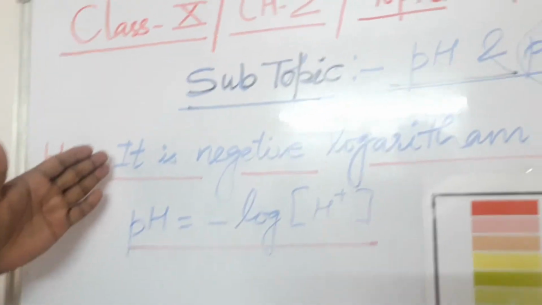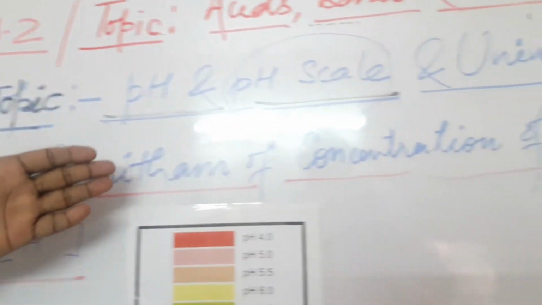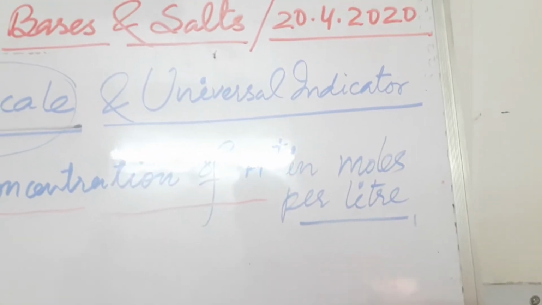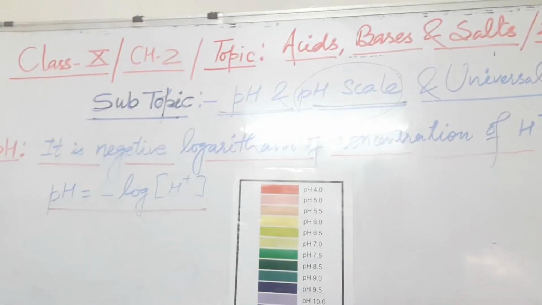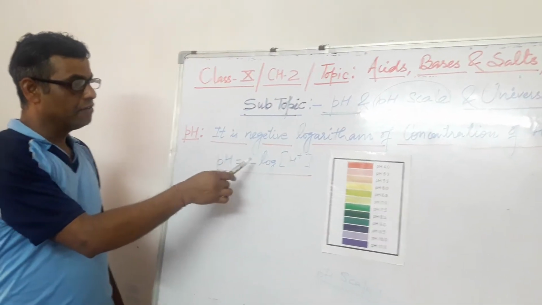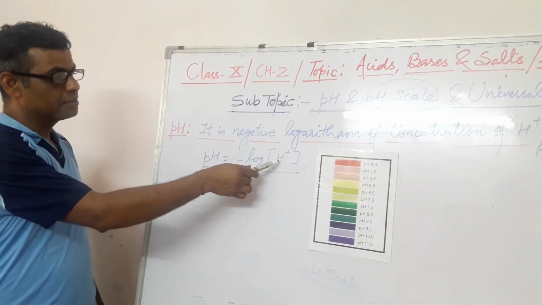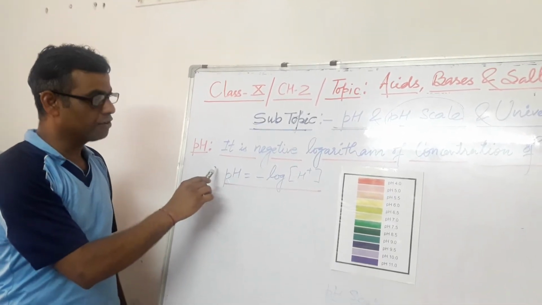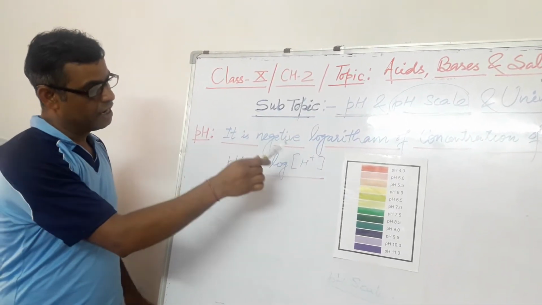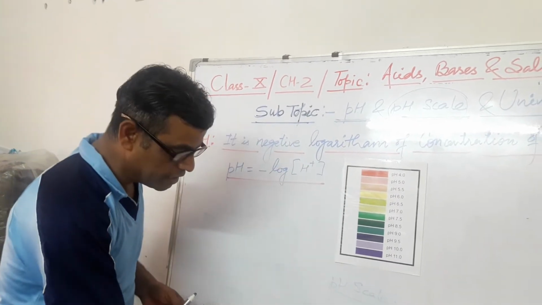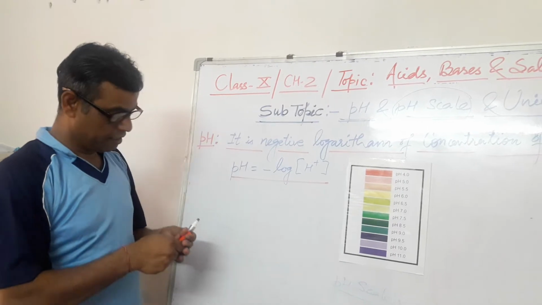pH is the negative logarithm of the concentration of hydrogen ions in moles per liter. This means the negative logarithm of the concentration of hydrogen ions is equal to the pH. This is the mathematical formula for calculating the concentration of the hydronium ions. How? We will take an example here.